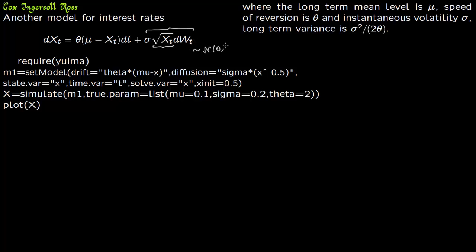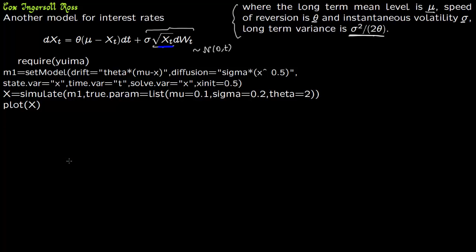get from this normal distribution, and t could be as small as you want, so you can adjust the t in your grid. So the long-term mean is mu, the speed of reversion is theta, and the instantaneous volatility is sigma. Long-term variance is sigma squared by 2 theta. This is precisely what we did in the Vasicek model. So the only extra term is this square root of x_t. This is our extra term.